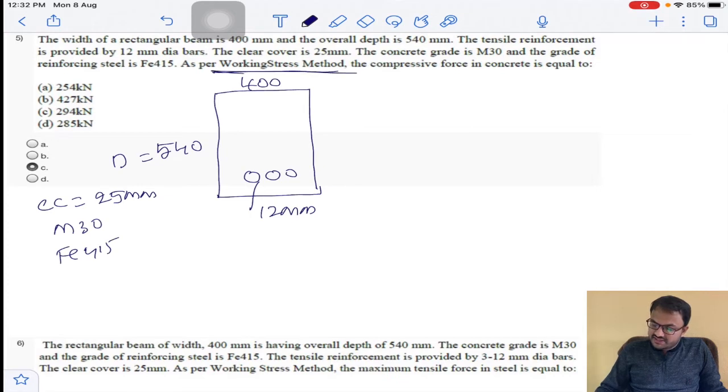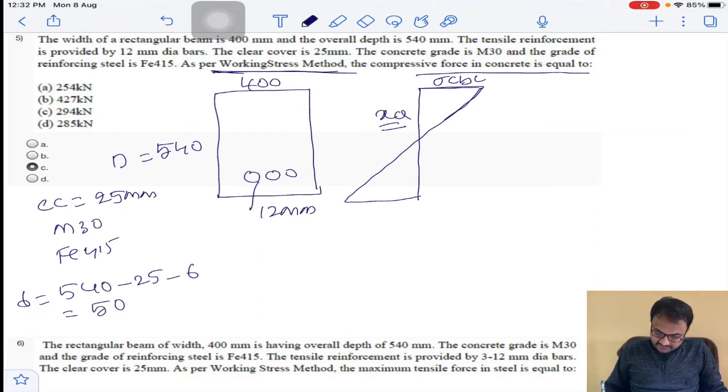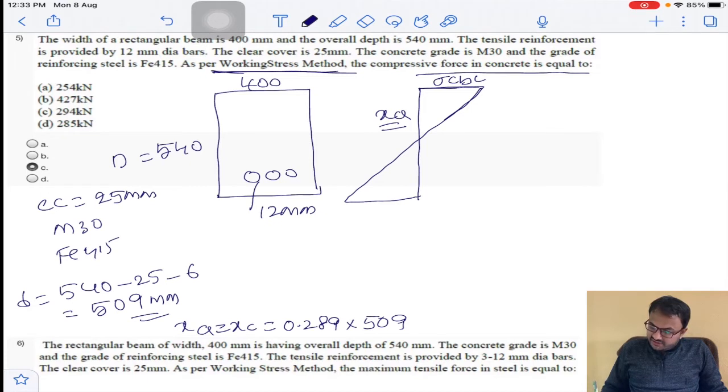As per the working stress method WSM, the compressive force in concrete is equal to, generally in the working stress method, the stress block has linear variation. Here this is sigma cbc, and it is xa. First of all, we will get the small d value. Small d is equal to 540 minus 25 clear cover minus half of the diameter, 6. You will get 509 mm as the effective depth. From this we can calculate xa equal to xc equal to 0.289 into 509. So this is the depth of neutral axis.